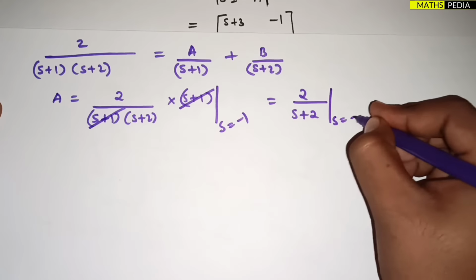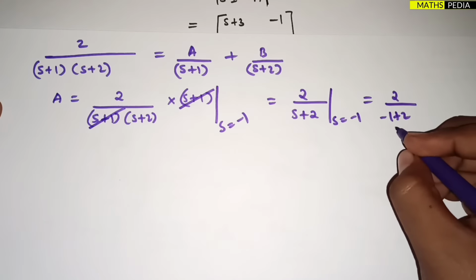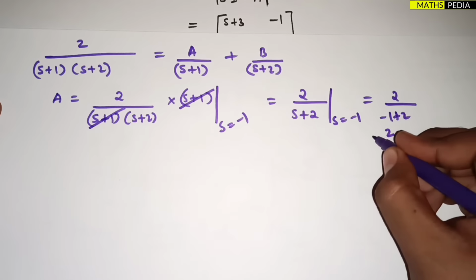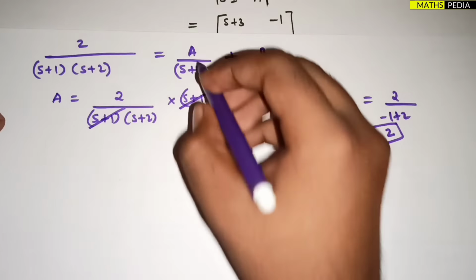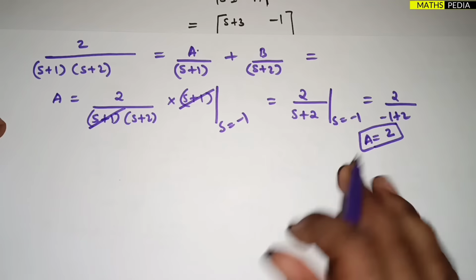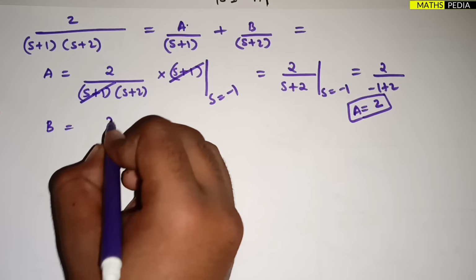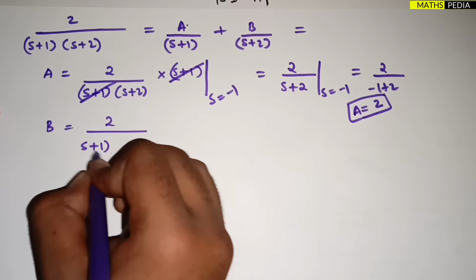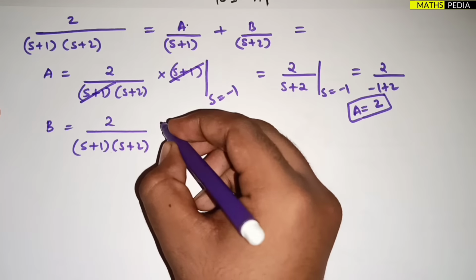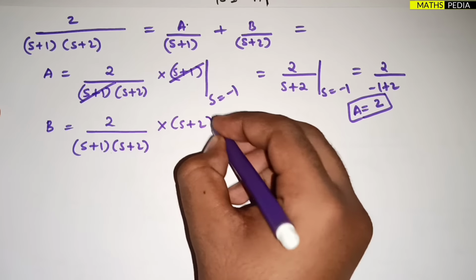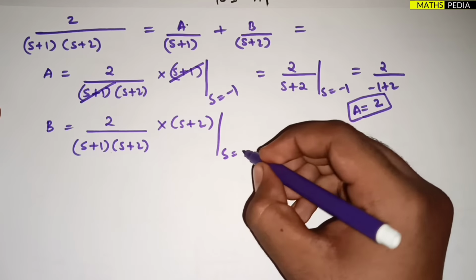I have to substitute s equal to minus 1. So what will happen? 2 by minus 1 plus 2. So it is 2 itself. Correct? 2. So a value I got it as 2. We'll write afterwards. Now b value, b is equal to 2 by (s plus 1) into (s plus 2). Whatever is there in the denominator, just shift it to LHS part. It will become s plus 2. See the difference? Okay. Substitute s equal to minus 2.